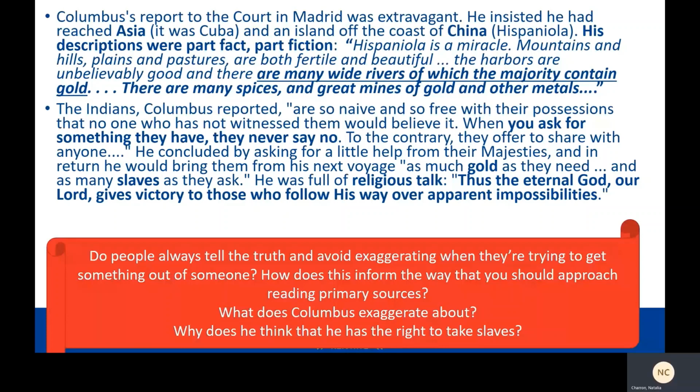He concluded by asking for a little help from their majesties, and in return he would bring them from his next voyage as much gold as they needed, and as many slaves as they asked. He was full of religious talk. "Thus the eternal God, our Lord, gives victory to those who follow his way over apparent impossibilities."